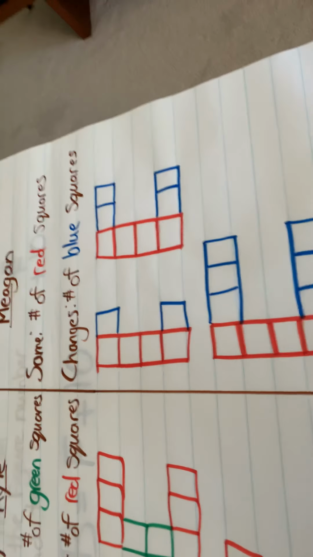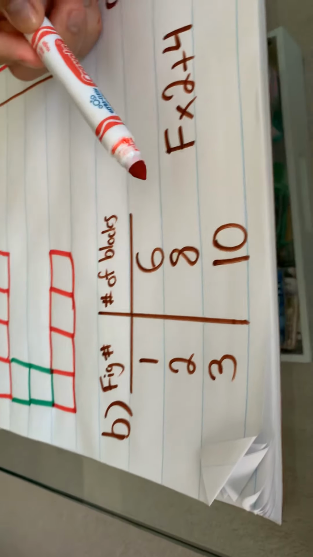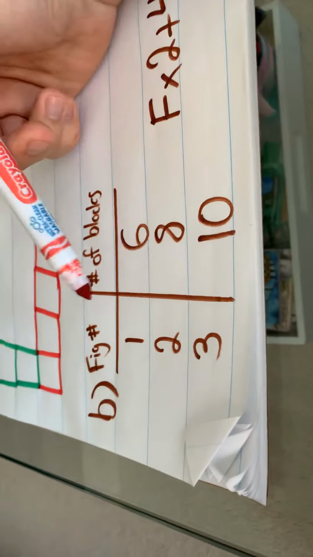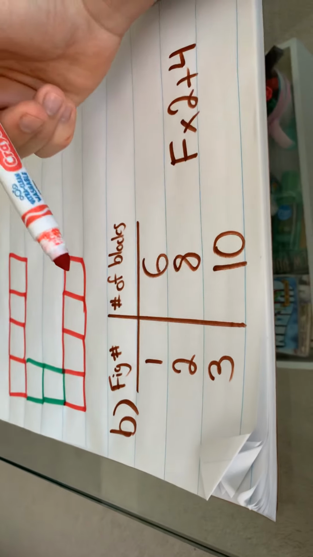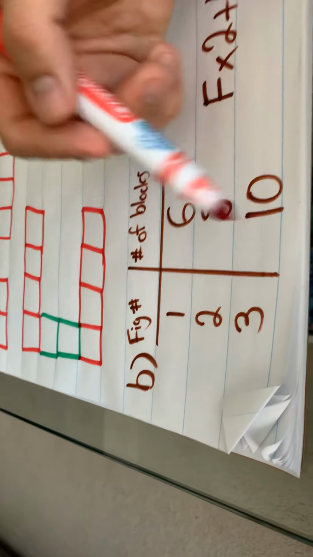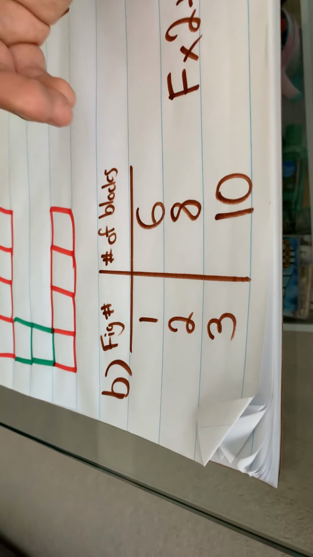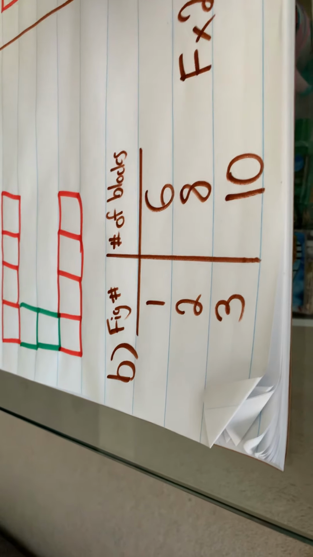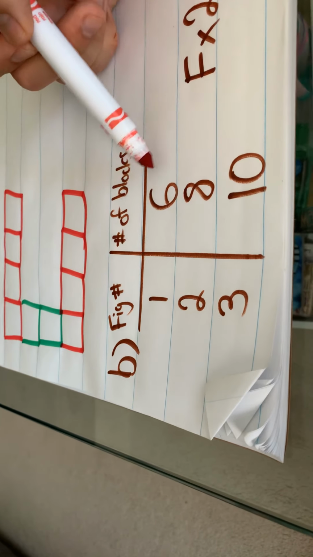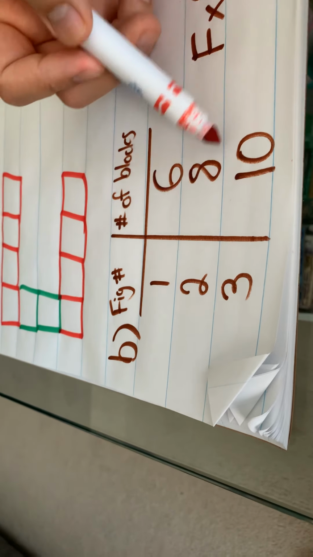Easy enough. Then I need to figure out my algebraic expression for Kyle's design. So I looked at Kyle's and I made myself a little T-chart. I would strongly suggest for those of you having a hard time with coming up with the algebraic expression, draw a T-chart first and just write down the pattern. Because if you can see the numbers, it will help you figure out a lot easier what the algebraic expression is. So figure 1 has 6 squares, figure 2 has 8 squares, and figure 3 has 10 squares.